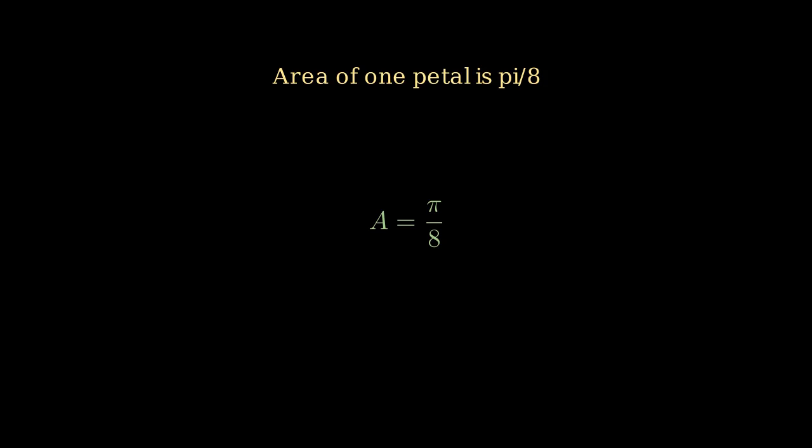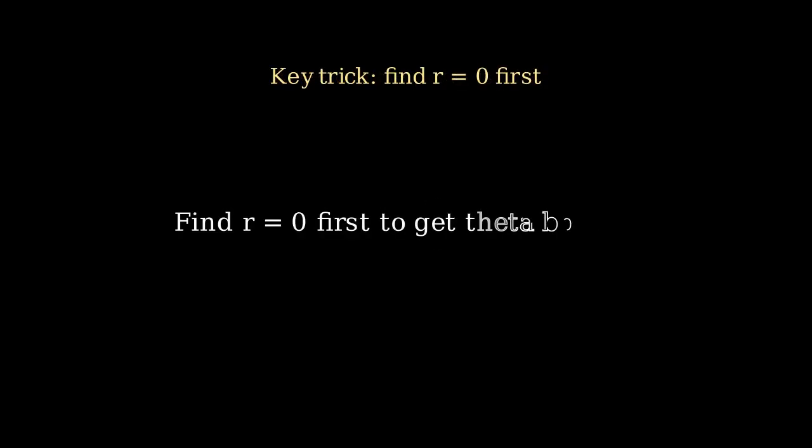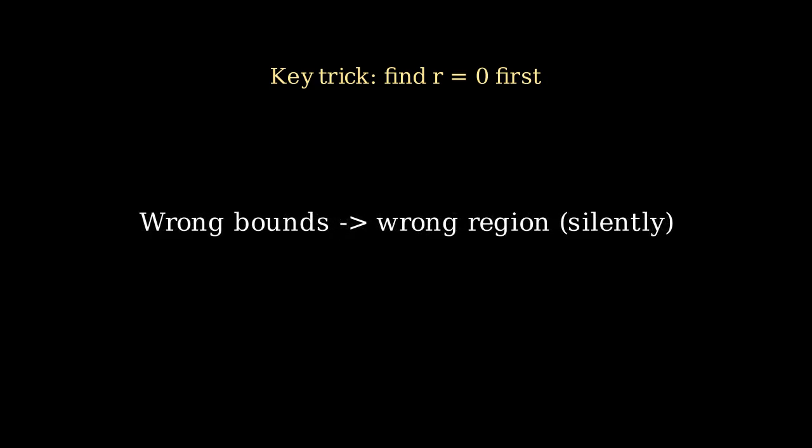That's our final answer. Here is the key trick to remember. Before you ever set up a polar area integral, find where r equals 0 first. This tells you the correct theta bounds for exactly one loop or one petal. If you use the wrong bounds, the integral will still compute a number, but silently it will be the area of the wrong region entirely.